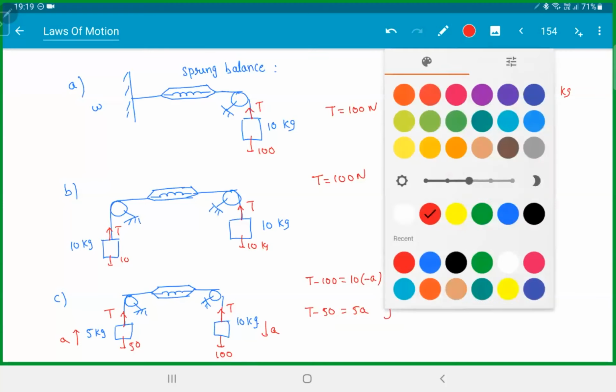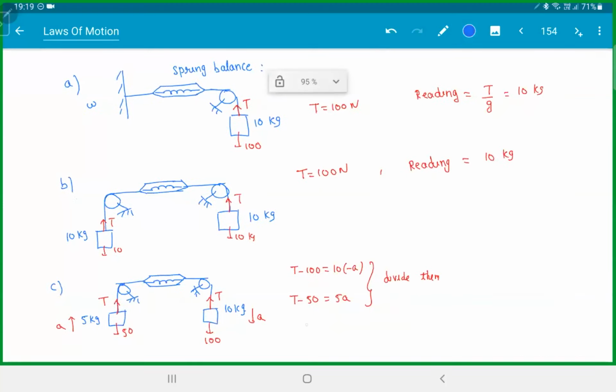If you just divide them, you get T minus 100 by T minus 50 is equal to, A will cancel, minus 2. Cross multiply. You get T minus 100 is equal to minus 2T plus 100. T is equal to 200 by 3. Therefore, reading will be T by G, 20 by 3 kg. Check.